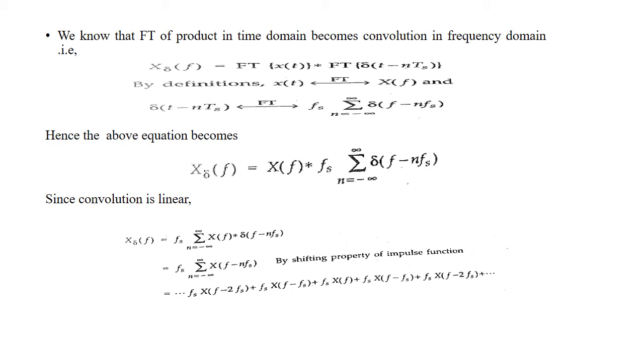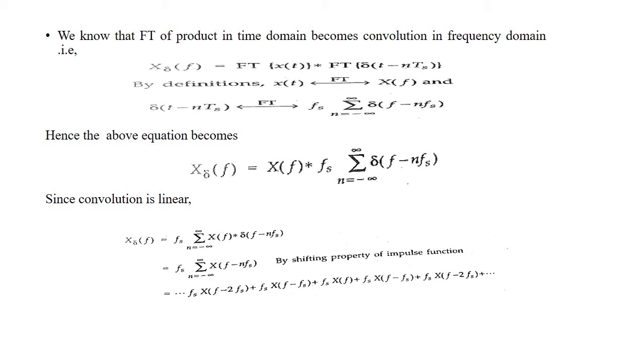So X_δ(f) is equal to the Fourier transform of x(t) convolved with the Fourier transform of δ(t - nTs). By the definition, the Fourier transform of x(t) is X(f), and the Fourier transform of δ(t - nTs) is Fs summation n = -∞ to ∞ of δ(f - nFs). So the above equation becomes X_δ(f) = X(f) convolved with Fs summation n = -∞ to ∞ of δ(f - nFs).